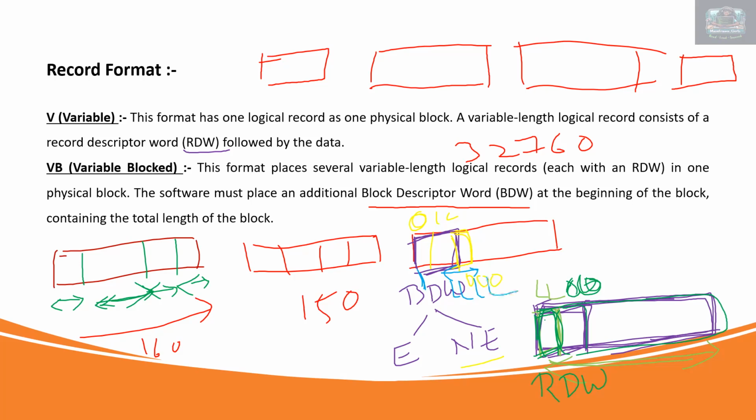So that is why, if you see, 32756 is the maximum bytes here. The reason why it is 32756 is that the first 4 bytes are fixed for BDW.